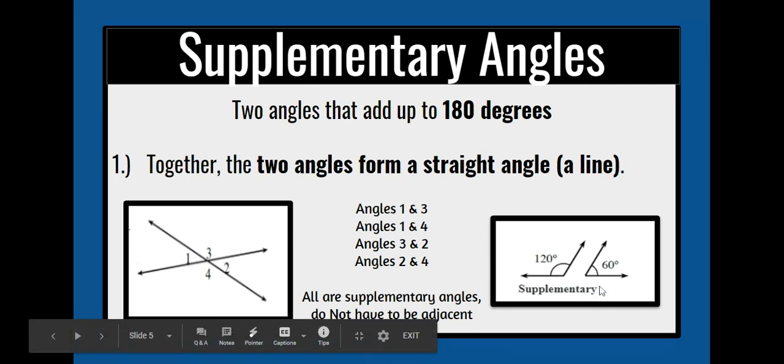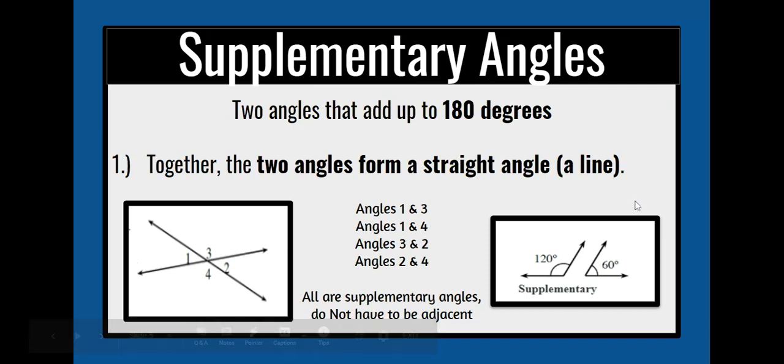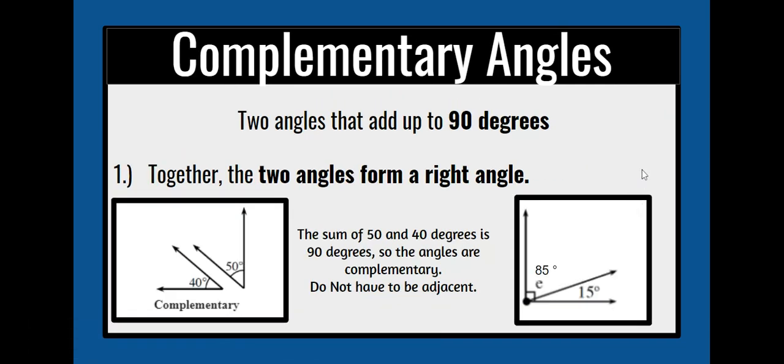But in this picture over here, we have a 120-degree angle and a 60-degree angle. They are not adjacent because they're not sharing a common side. They're two separate angles, but they add up to 180 degrees. 120 plus 60 is 180 degrees. So they still are supplementary angles.